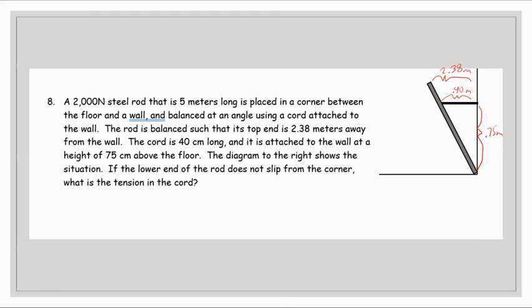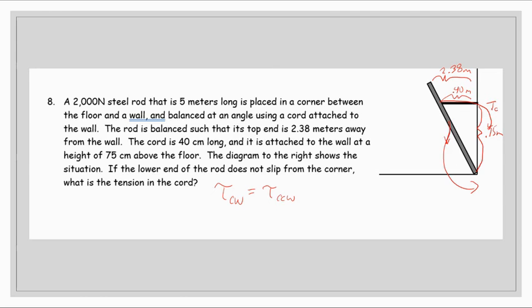The diagram to the right shows the situation if the lower end of the rod does not slip from the corner. What is the tension in the cord? So again, we know that our clockwise torque is equal to our counterclockwise torque. And what are the things that are causing the board to spin? Well, the tension of the cord is going to cause it to go this way. This is the tension of the cord. And then the weight of the board is going to cause it to go that way, counterclockwise.